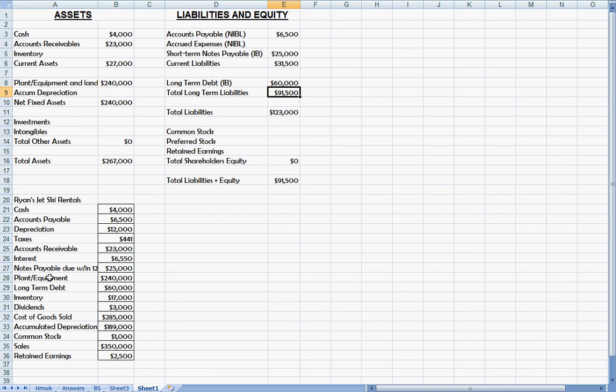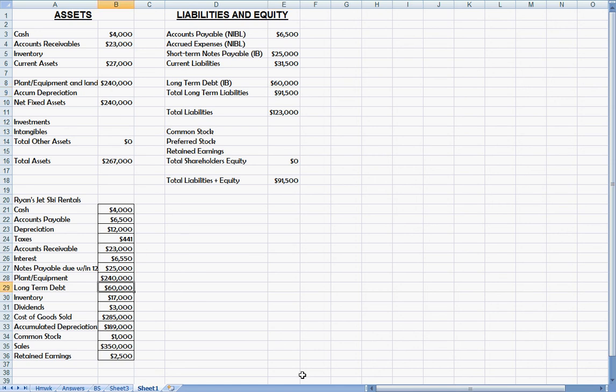So you can see we're taking a pretty jumbled up list of accounts and amounts, and we're fitting them into our balance sheet. And this is something you're going to want to be able to do very quickly and easily by the time you finish this course, because we'll be doing a lot of it.